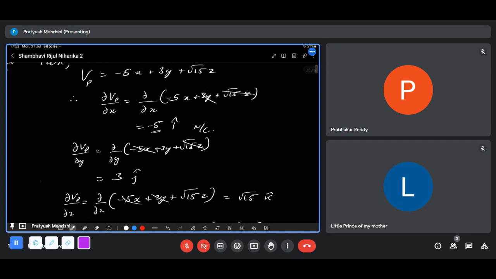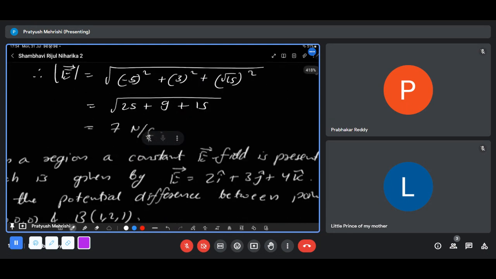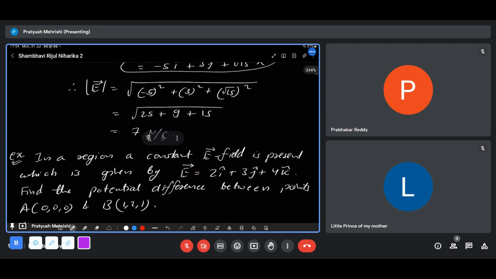How to do it? Just do partial differentiation every time. When you differentiate with respect to x only, the x component will remain, and the others will disappear. Why? Because it will treat them as constants. Similarly for y and for z. Hence the electric field we are getting is 7 Newton per coulomb.